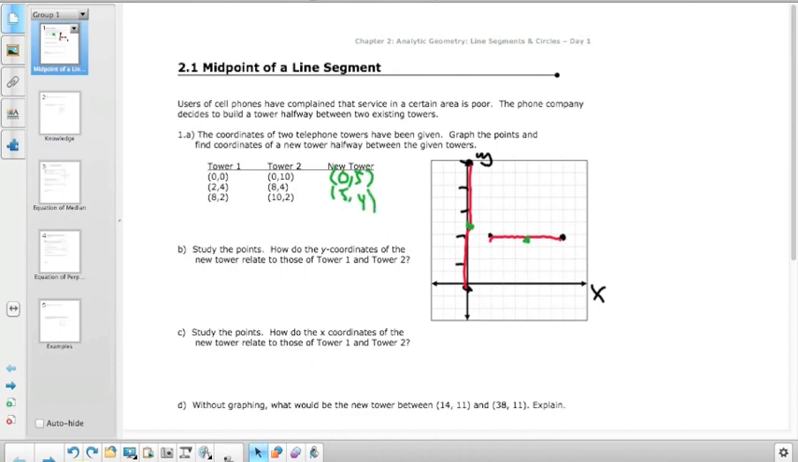Okay? Dan, you'll be writing down these examples. Let's move along, please.